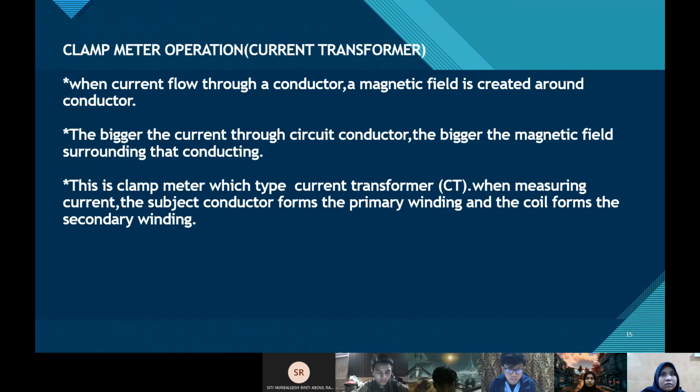Clamp meter operation, current transformer. When current flows through a conductor, a magnetic field is created around the conductor. The bigger the current through the circuit conductor, the bigger the magnetic field surrounding that conductor. This is a clamp meter, which is a type of current transformer, CT. When measuring current, the subject conductor forms the primary winding and the coil forms the secondary winding.